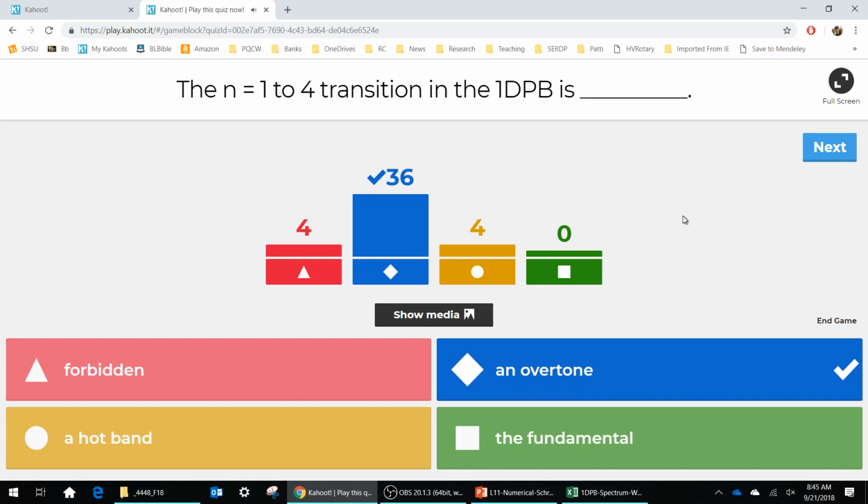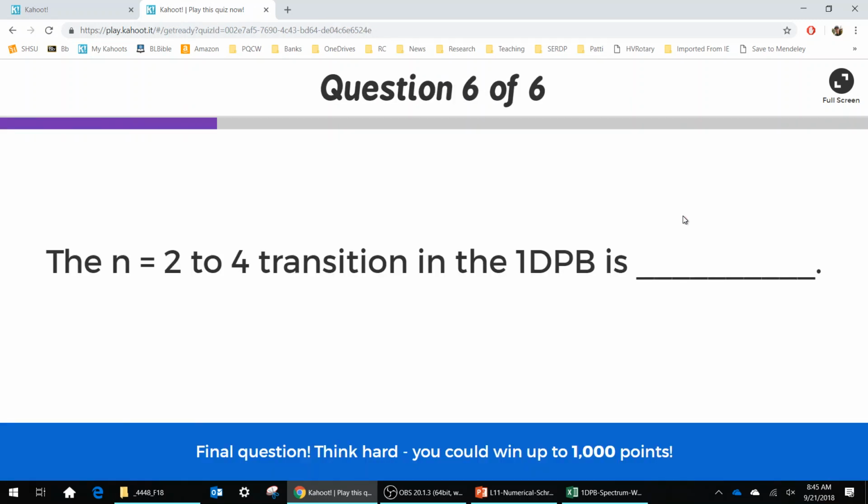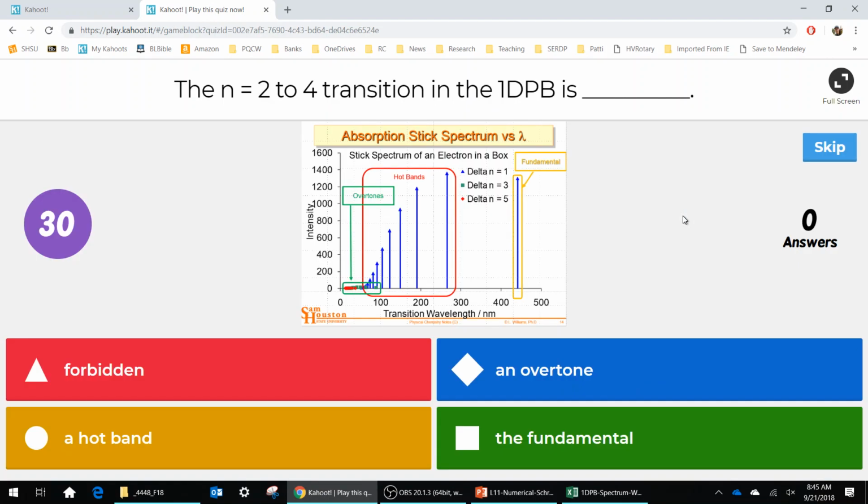Yes, 4 minus 1 is 3, so that's our overtone transition, our first overtone. And then the 2 to 4 transition in the 1D particle in a box. Red is forbidden, blue is overtone, orange is hot band, and green is fundamental.